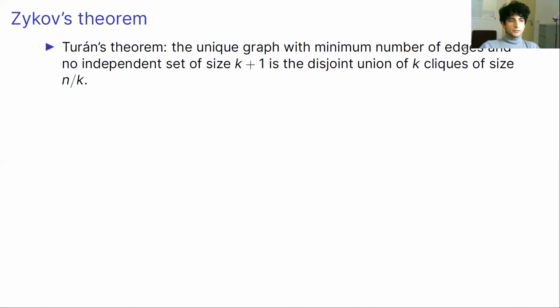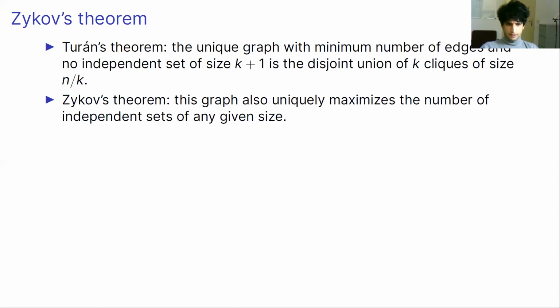We have Turán's theorem. Let's recall Turán's theorem. So this says that the unique graph with the smallest possible number of edges, with no independent set of size k plus 1, is the disjoint union of k cliques of size n over k. So this is a unique extremal graph. And Zykov and other people, so this is a result which was proved many times in different languages and so on.